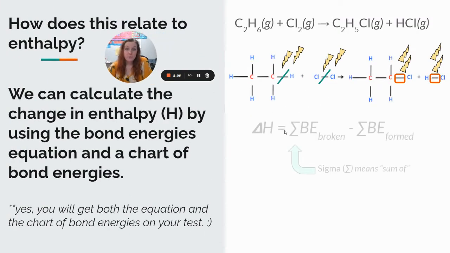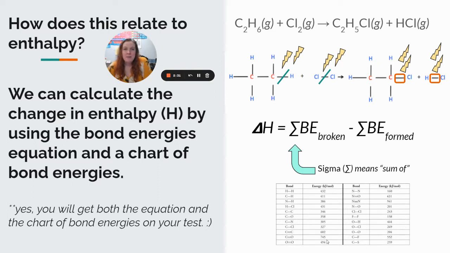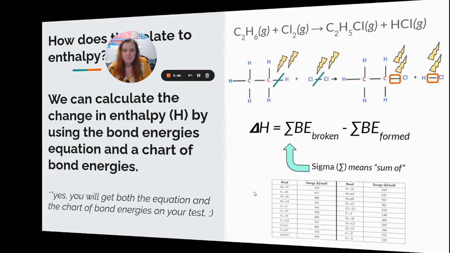So when we calculate the actual change in energy, we can use this formula. How we say this out loud is that the change in enthalpy is equal to the sum of all of the bond energies broken minus the sum of all of the bond energies formed. So this sigma formula is a little weird looking, but that just means add all of the values together. And the values we're talking about can be found in this table. Now, don't worry, both this formula and the table will be provided to you on your test. So no need to memorize, just know what you're doing with them.